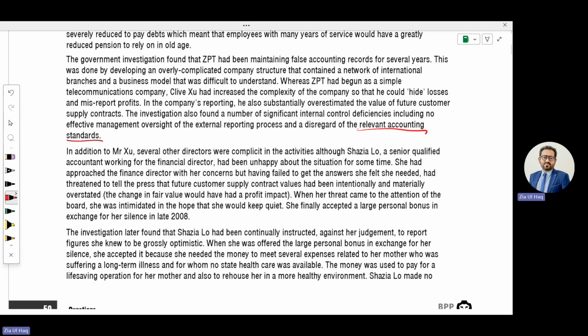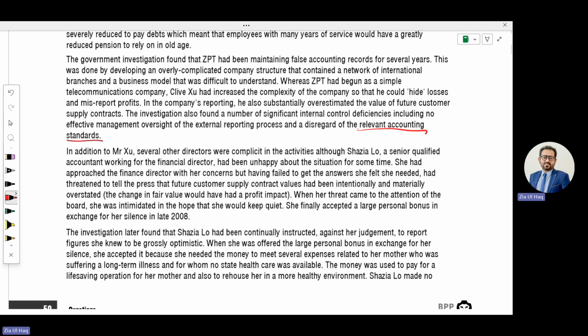In addition to Mr. Shu, obviously Mr. Shu alone cannot commit this kind of big fraud. There could be other persons involved, like other directors, especially the accounting and finance department, because they are preparing financial statements. If figures are too much overstated, they could also be involved. So in addition to Mr. Shu, several other directors were complicit in the activities, although Shazia Lu, a senior qualified accountant working for the financial director, had been unhappy about the situation for some time.